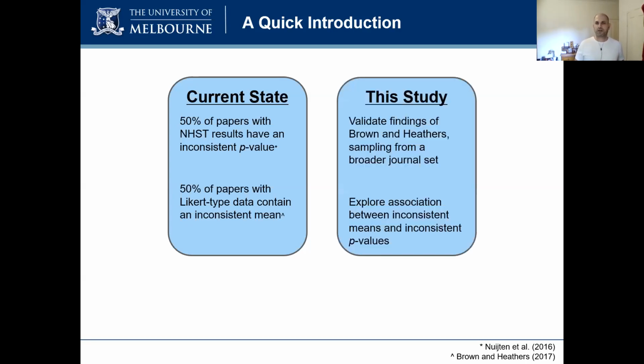So there were 2 primary objectives. The first was to validate the findings of Brown and Heathers, sampling from a broader journal set, and also to explore any association between inconsistent means and inconsistent p-values.